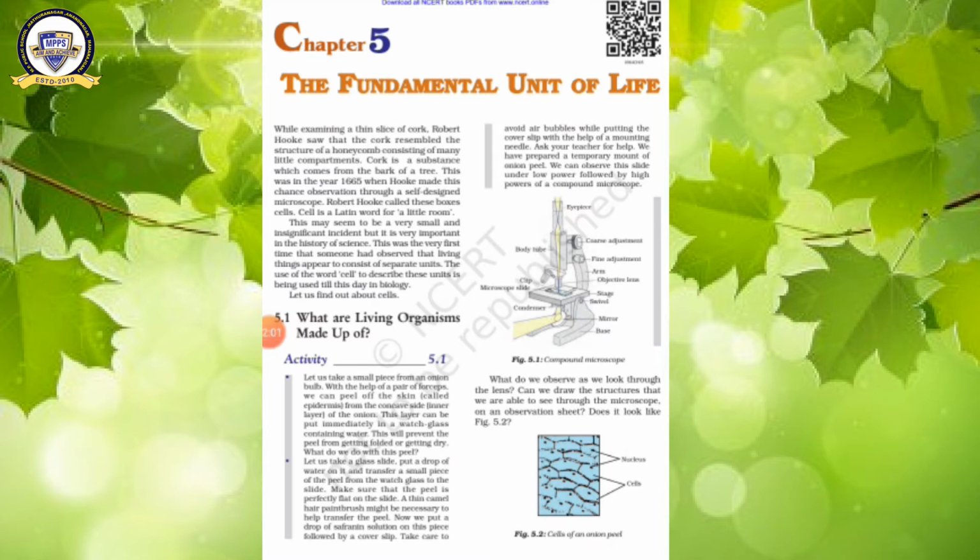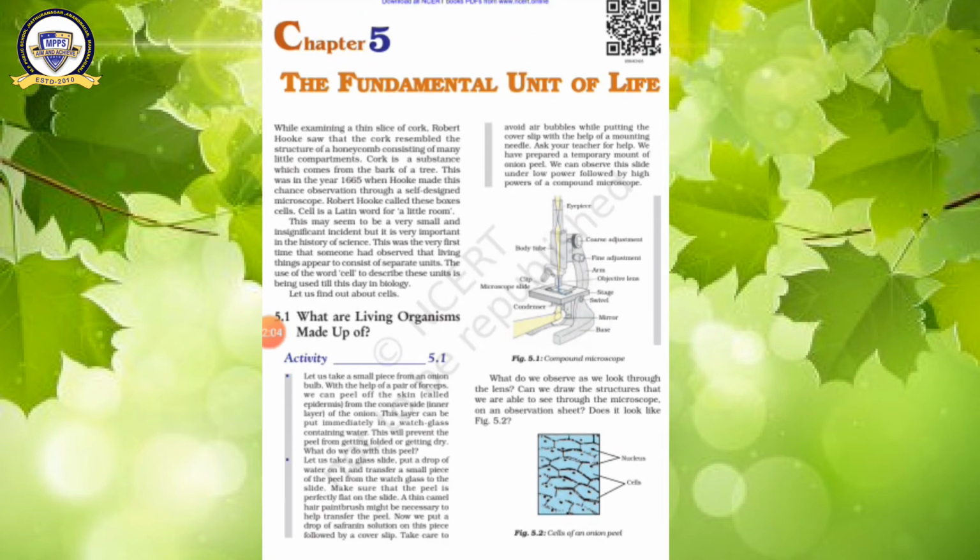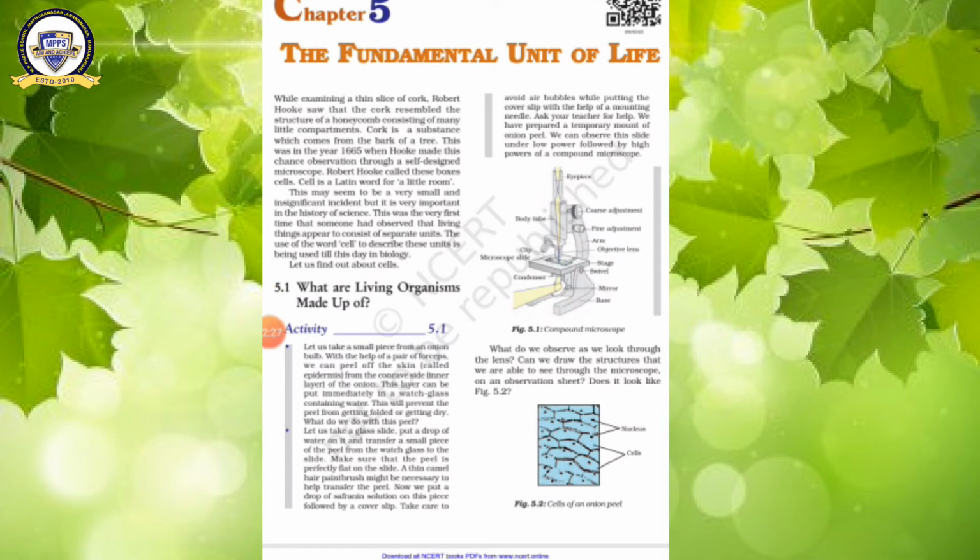Let us find out about cell. What are living organisms made up of? Let us take a small piece from an onion bulb. With the help of a pair of forceps, we can peel off the skin called epidermis from the concave side, the inner layer of the onion. The layer can be put immediately in a watch glass containing water. This will prevent the peel from getting folded or getting dry.